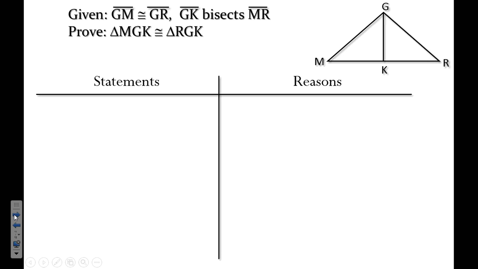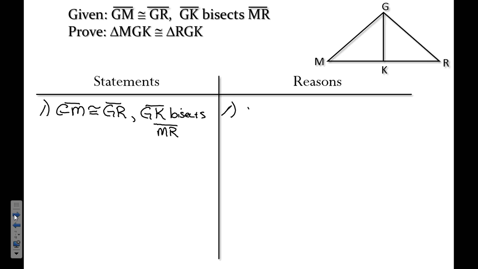Have your triangles drawn and labeled? First statement, GM congruent to GR, and GK bisects segment MR. So we've got our triangles drawn, we've got our given written down, and now we want to mark up our drawing.